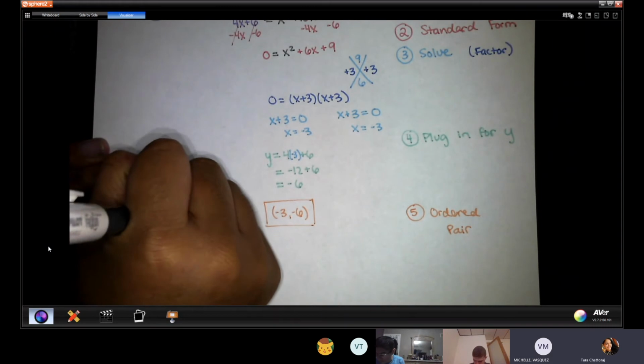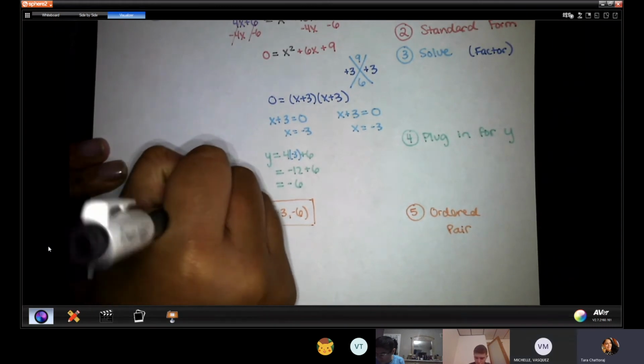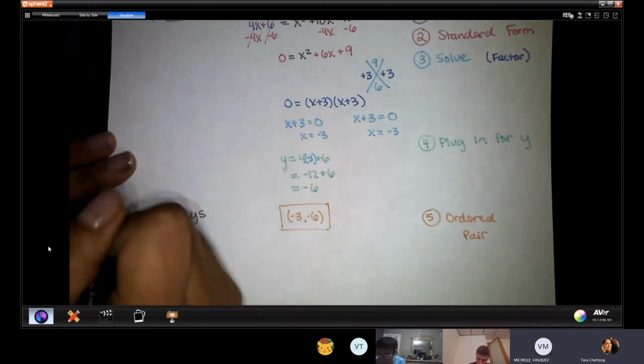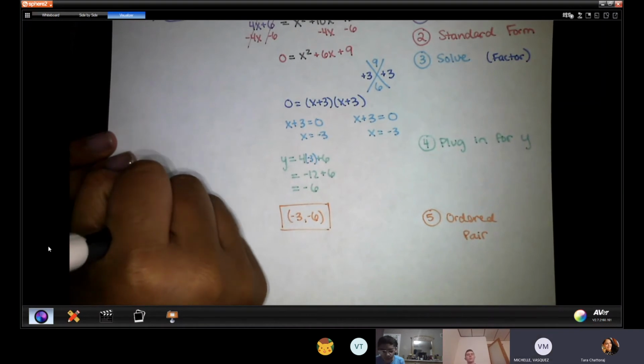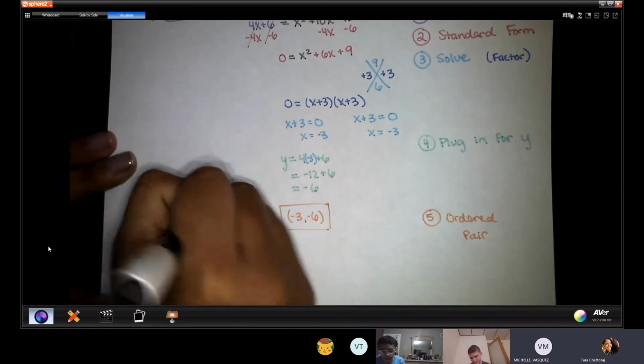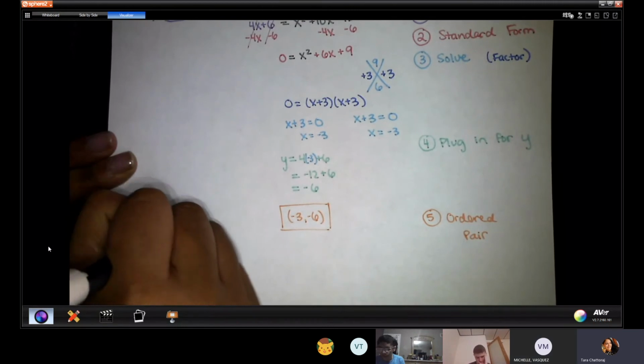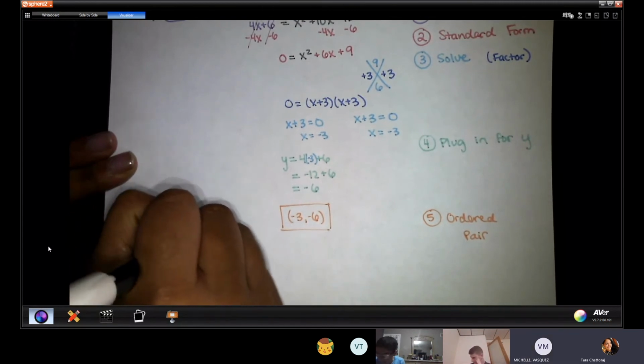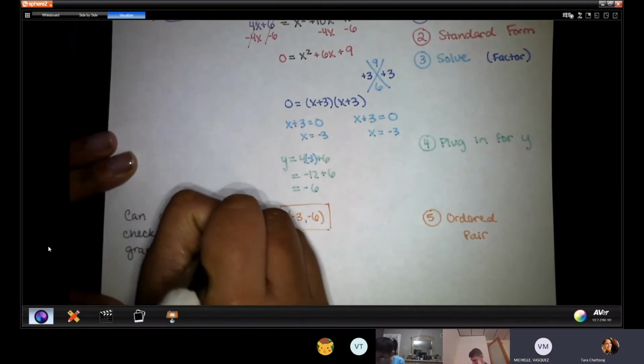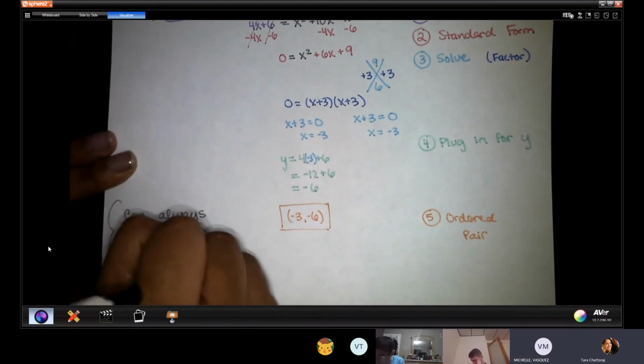And if you're ever worried about your answer, remember you can always check on a graphing calculator. So even though on a test I would expect you to show your work, you can always check on a graphing calculator to make sure you got the right answer. That's probably the fastest check. Okay, I'll check on a graphing calculator.